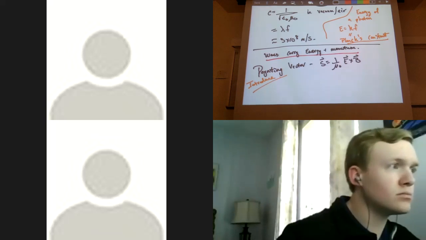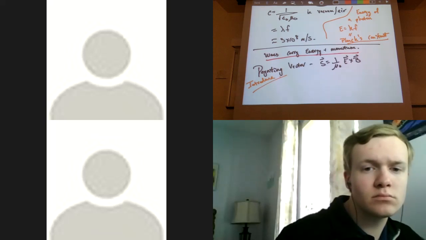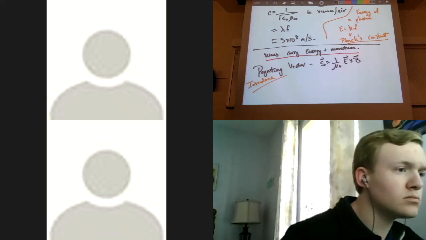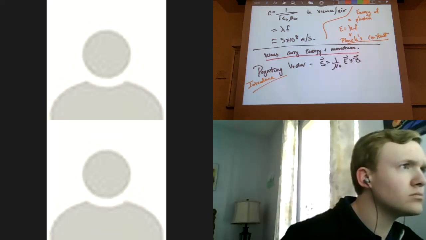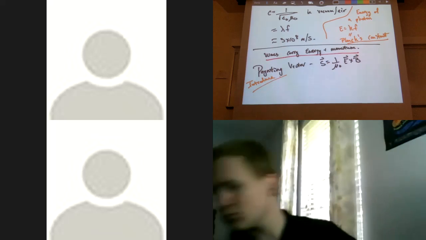So speaking of waves, remember we talked towards the beginning of the semester that waves carry both energy and momentum. And we know that light carries energy. So what we're going to talk about today is how much energy it actually carries. To do that, we're going to introduce something called the Poynting vector. By definition, the Poynting vector S is equal to 1 over mu naught times the electric field crossed with the magnetic field.